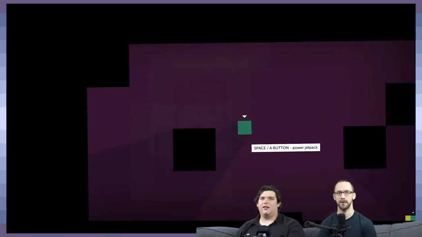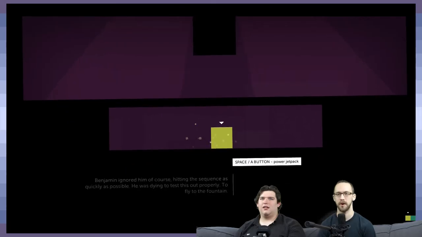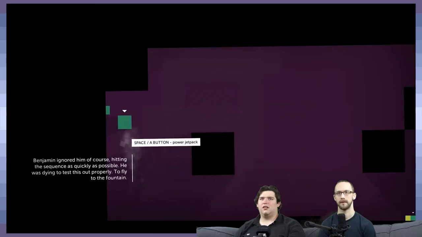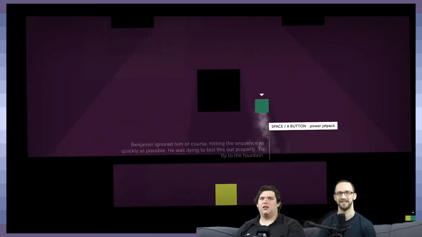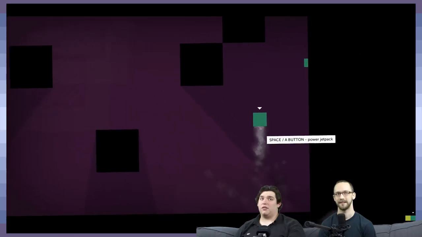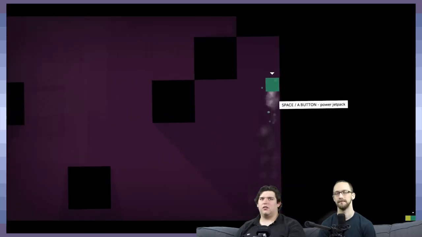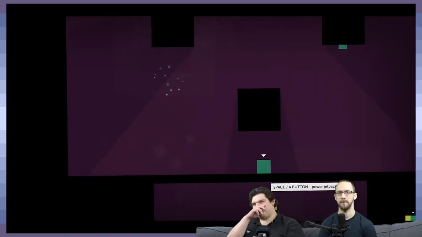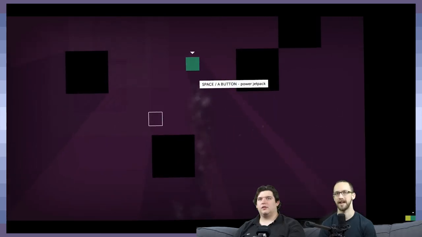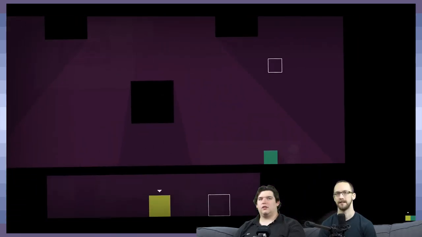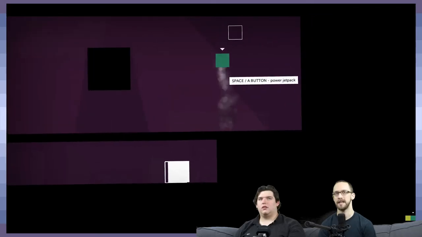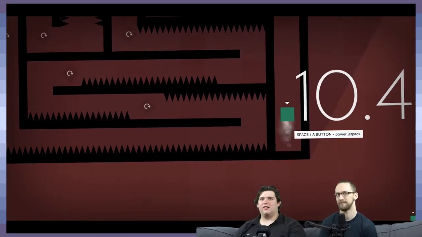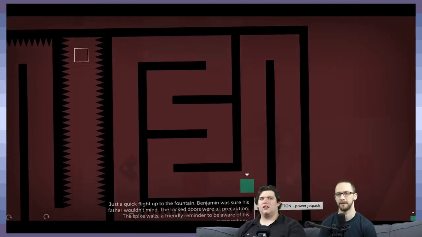So I wonder if these levels were just Mike Bithell toying around with a bunch of ideas. Hitting the sequence as quickly as possible. He was dying to test this out properly, to fly to the fountain. We're talking about the fountain again. I mean, we all know what the fountain is. But yeah, imagine in the pre-production stage when you're just prototyping a million different ideas. This would be a fun one. It'd be kind of fun to just include all of the various game mechanics you made just for fun. Just up to the fountain.